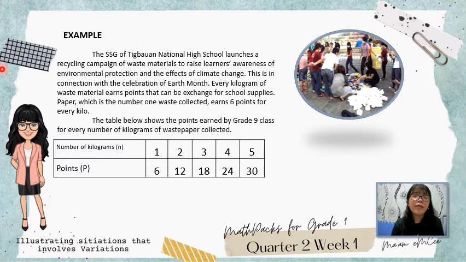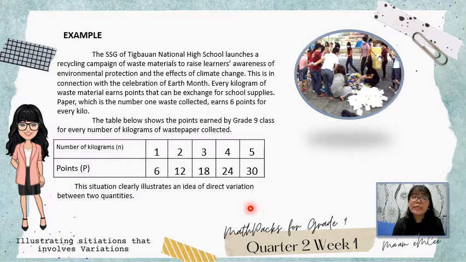Now, what can you notice about the number of kilograms of waste paper collected by the grade 9 class and the number of points they have earned upon collecting them? Notice that the number of kilograms increases, from 1, to 2, to 3, to 4, to 5. Now, what happened to the number of points? Does it also increase or does it decrease? The number of points also increases, from 6, to 12, to 18, to 24, to 30. So, as the number of kilograms increases, the number of points also increases.